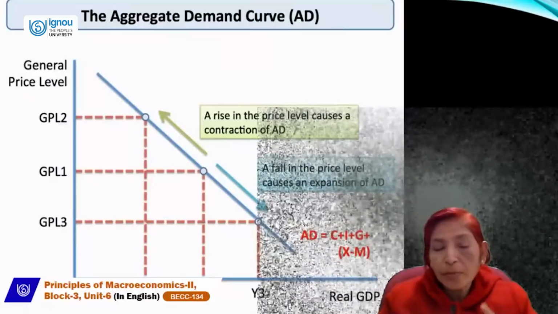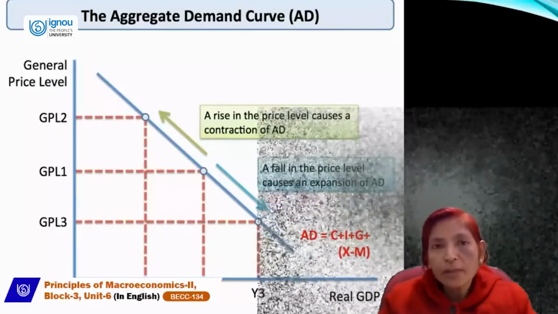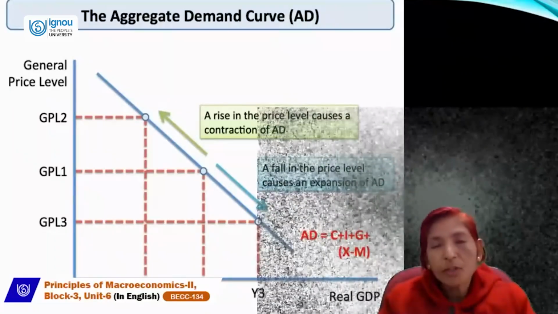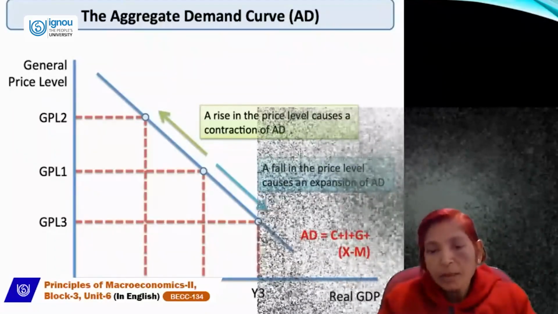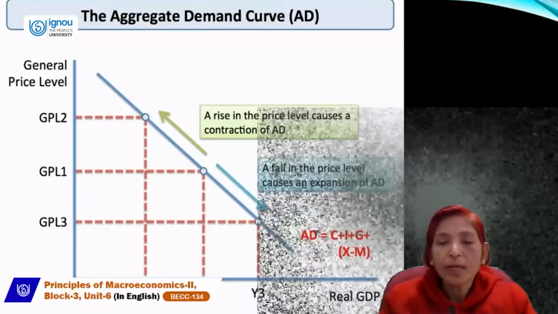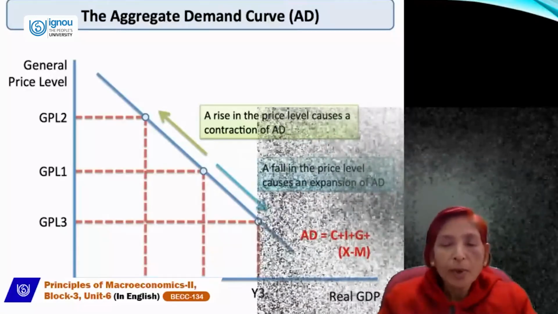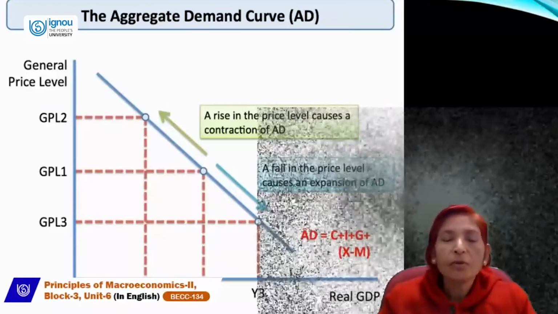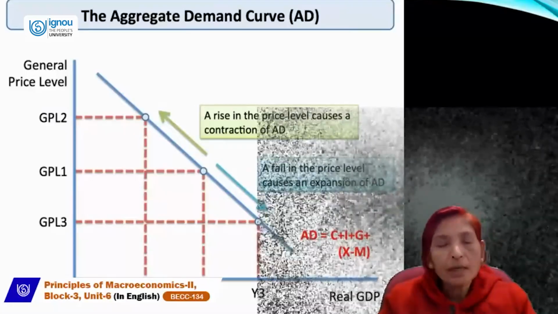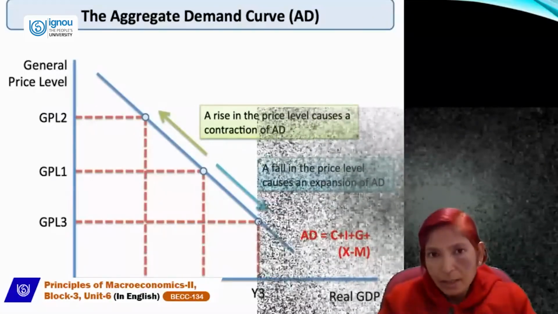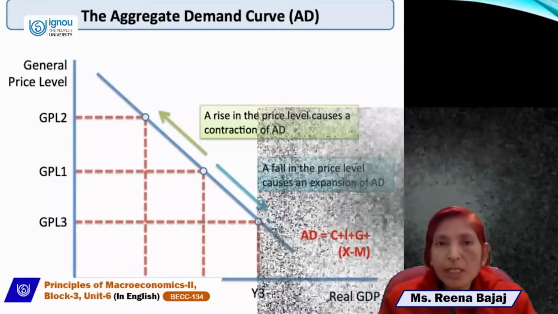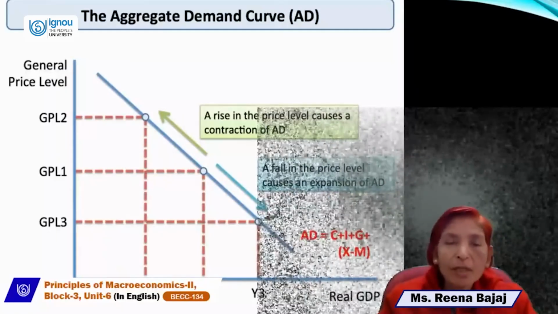And you know that when price rises, demand falls. And if price falls, demand rises, it will be shown by downward movement, that is called expansion of aggregate demand. So movement along the demand curve in this situation occurs due to change in only price, other things remaining constant. If other things do not change, only price will change, then the demand curve will remain the same.